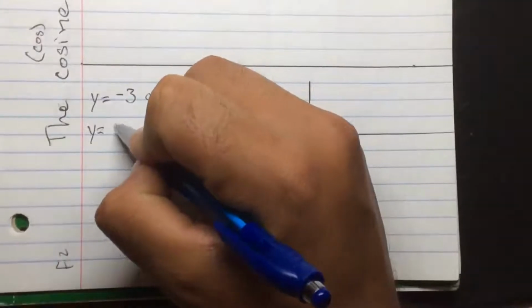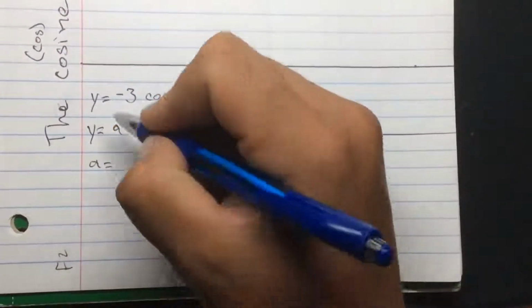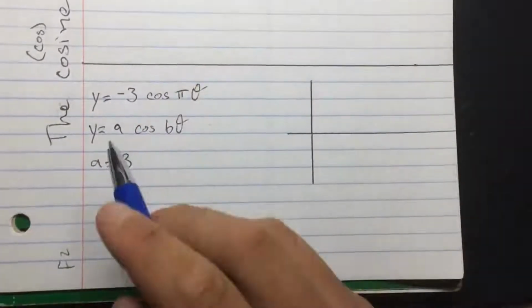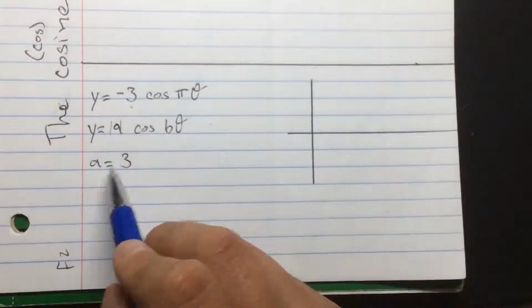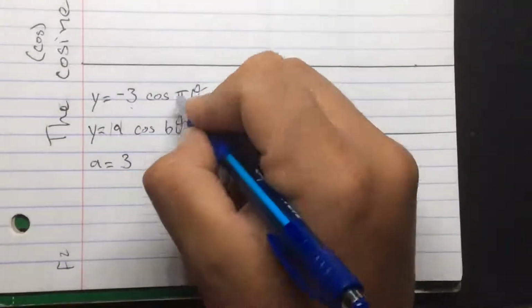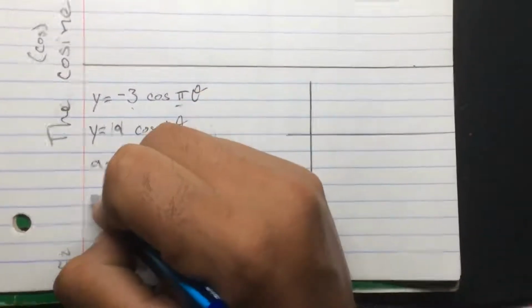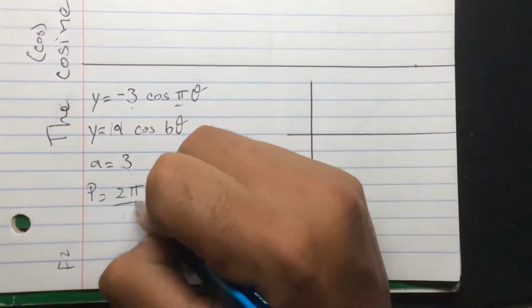We have y is equal to a cosine b theta. Once again, we're going to write our amplitude, which is just our 3 here. Remember, it's the absolute value of a that is our amplitude. And then we're going to find our period. So our period is going to be related to our b. So we're going to have the period p is equal to 2 pi over b.